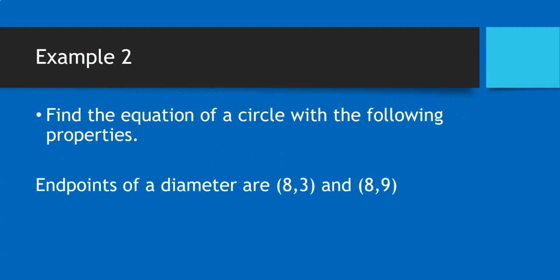So the other type of question that we deal with is the question that says, let's find the equation given the properties. So the endpoints of a diameter are the points 8, 3 and 8, 9. And so it asks us to find the equation of the circle, a circle whose endpoints of a diameter are 8, 3 and 8, 9. So I want you to push pause on the video and try to do that one on your own as well.